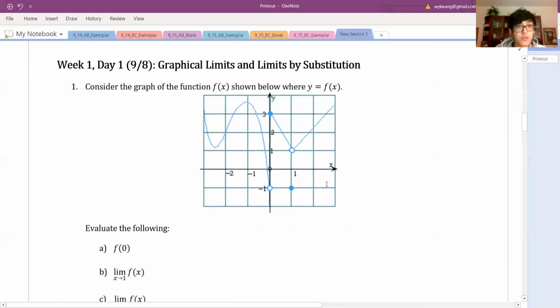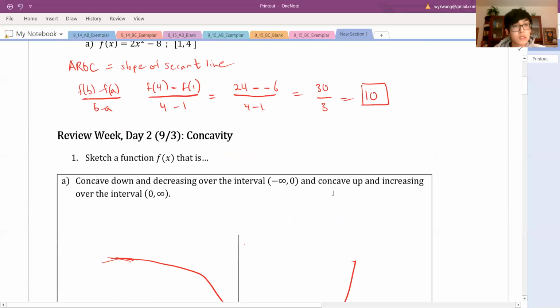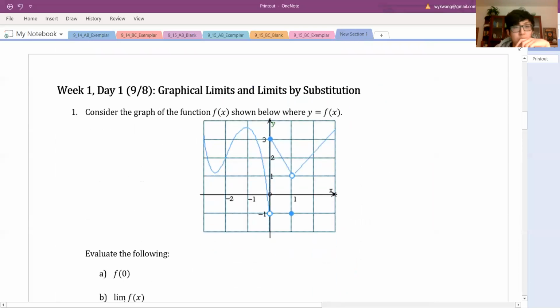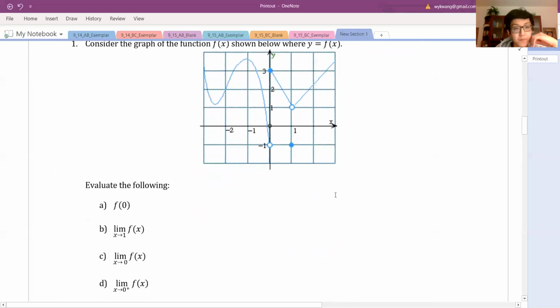Cool. Now we're on to week 1, day 1, graphical limits and limits by substitution. So this is just graphical limits. So evaluate f of 0. So f of 0, we literally just plug in 0 to the function, right? This isn't asking us for a limit or anything. So we just go to 0, let's plug it in.